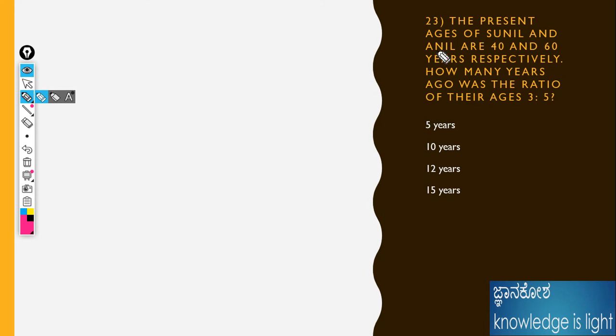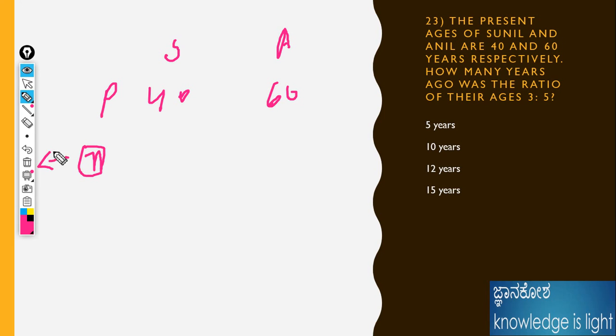The present ages of Sunil and Anil are 40 and 60 respectively. Fine. The present ages are given: 40 and 60. How many years ago was the ratio of their ages 3:5? This is very important: n years ago means previous, so I need to go back. That gives 40 minus n and 60 minus n.